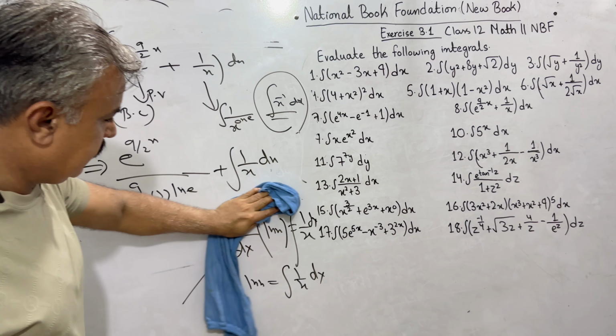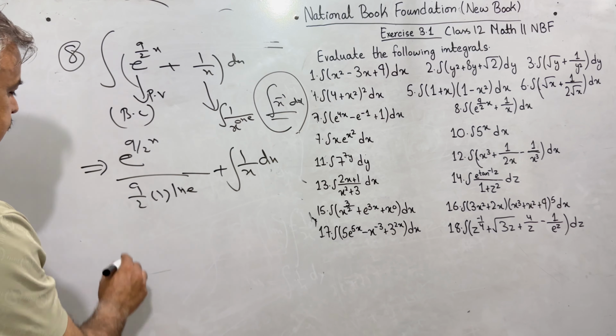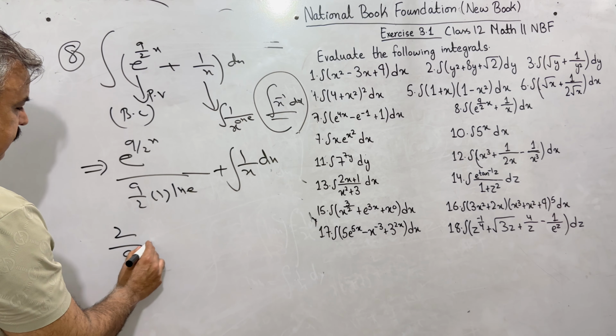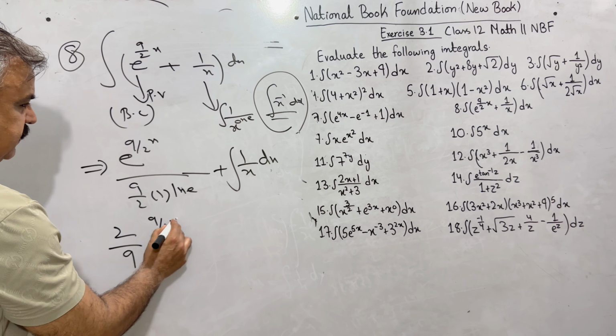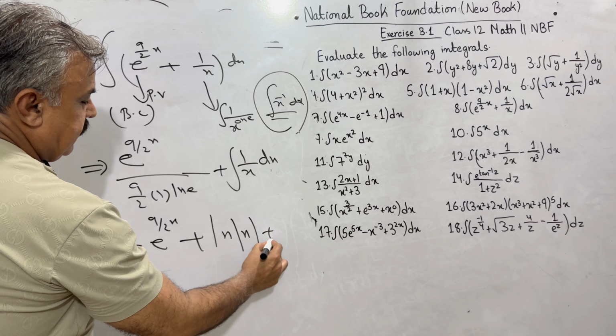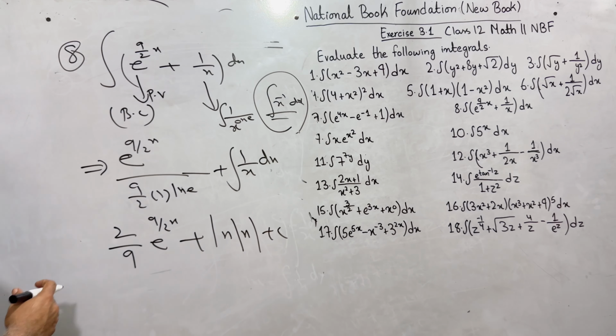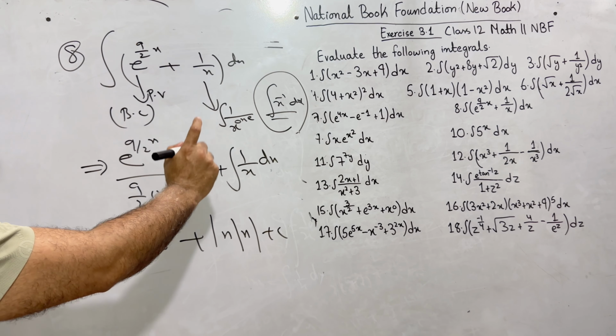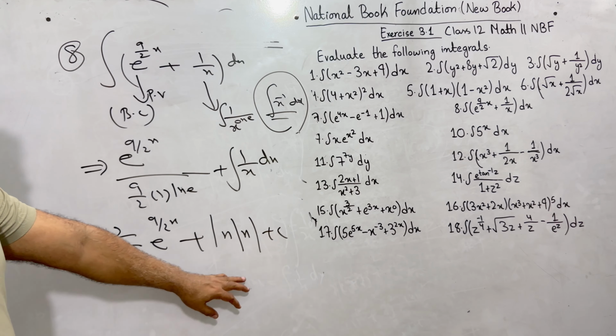So we have, the double denominator can be written as 2 over 9, e raised 9 over 2x, and it is our famous log modulus. 1 over x is the differentiation of ln x, and its integration is ln x.